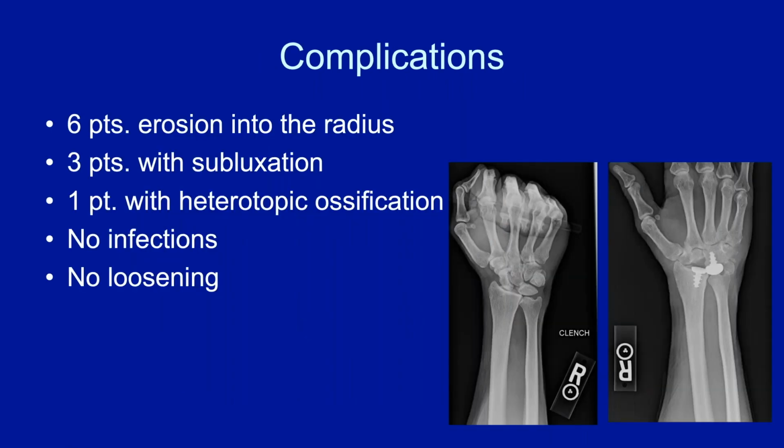So the complication rates were the following. 6 patients had erosion into the radius, and we're not certain why this occurred in these 6 patients because it didn't seem to be related to time, whether this occurred quickly or later. And we're still evaluating this. 3 patients had subluxation, as you can see on the right. 1 had heterotopic ossification. There were no infections, and there was no loosening of the implant. Next slide.